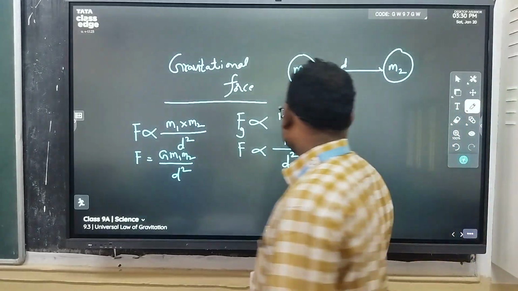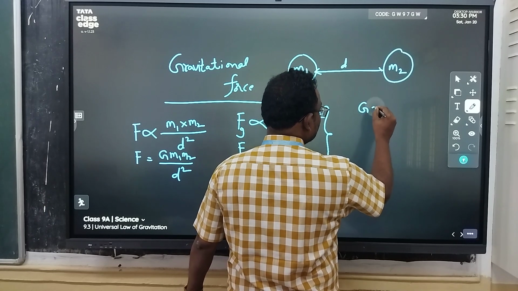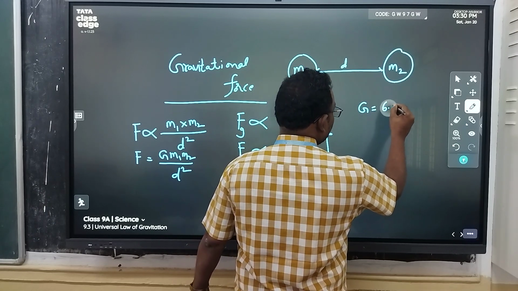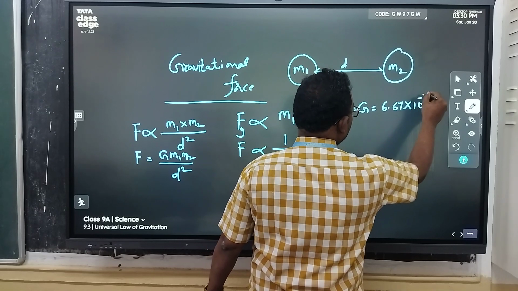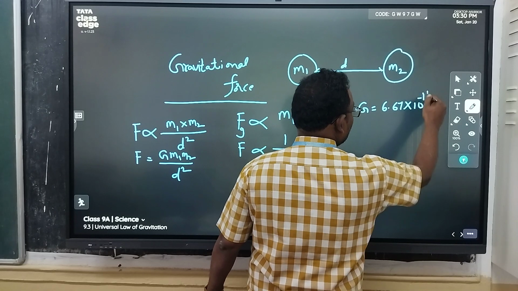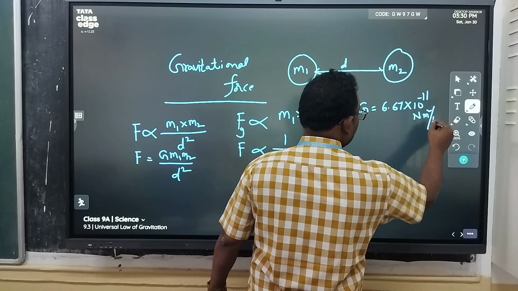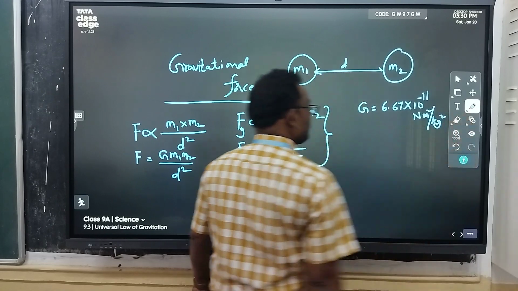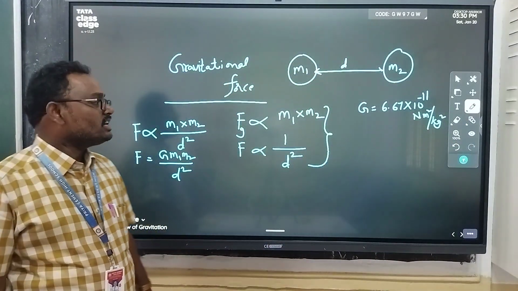He said that the universal gravitational constant value is taken as 6.67 times 10 to the power of minus 11 Newton meter square per kg square. So this is the G value, given by Henry Cavendish.